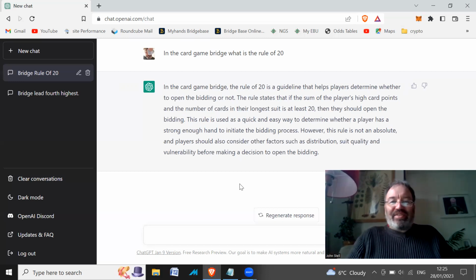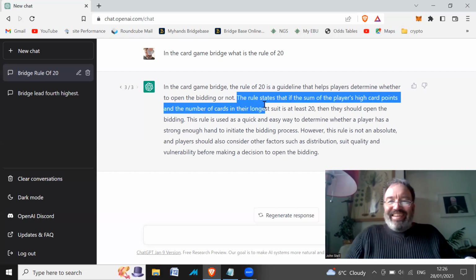Okay, this rule is used as a quick and easy way to determine whether a player has a strong enough hand to initiate the bidding process. However, this rule is not an absolute, and players should also consider other factors such as distribution, suit quality, and vulnerability before making a decision to open a bid. Yes, all of that is right. It's just that bit, in their longest suit. All it had to do is add in their two longest suits instead of the longest suit, and it'd be there.